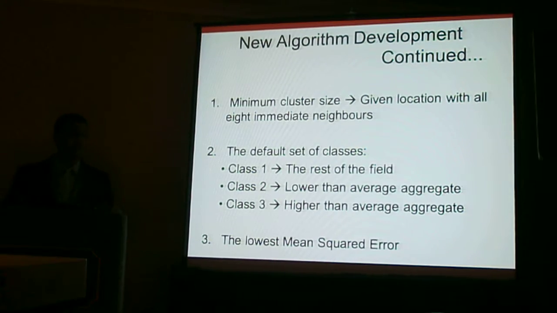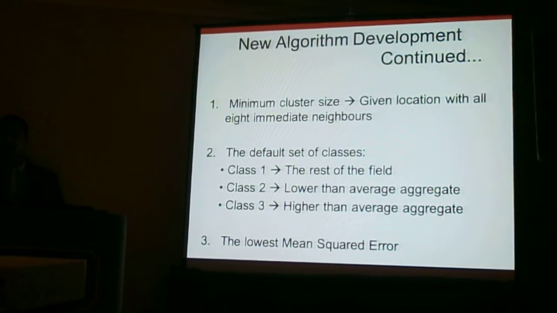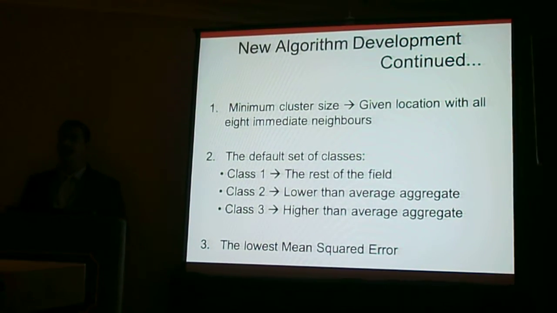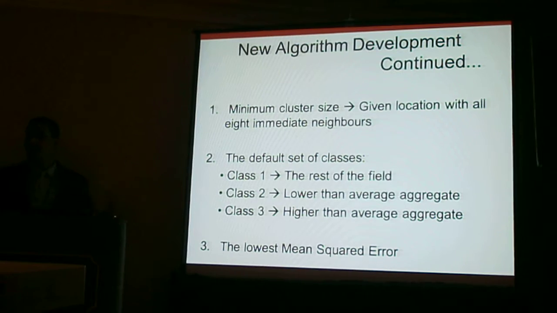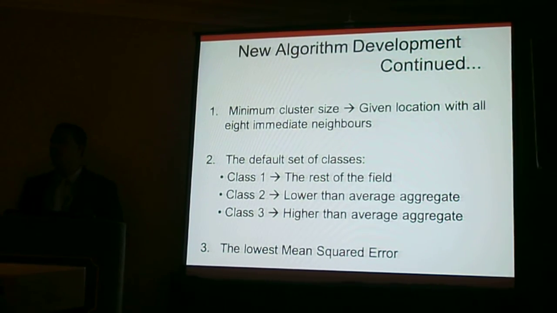as the rest of the field, class 2 lower than the average aggregate, because we're actually having a group of points, not just one point, and class 3 is higher than the average aggregate. And then the criteria is again, we look for the mean squared error and we try to reduce that.